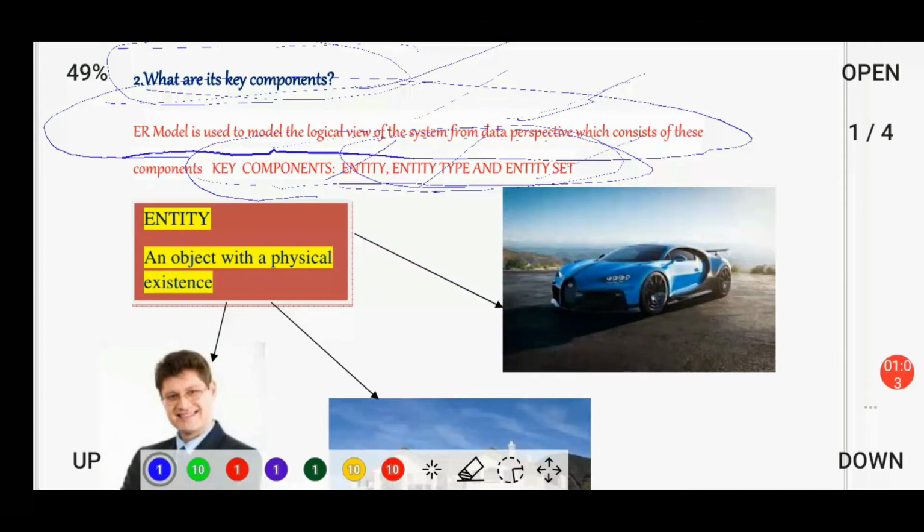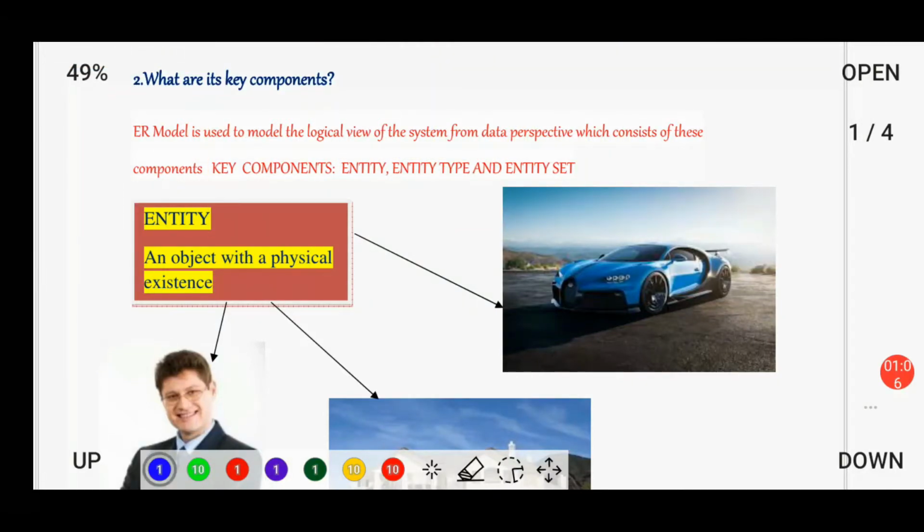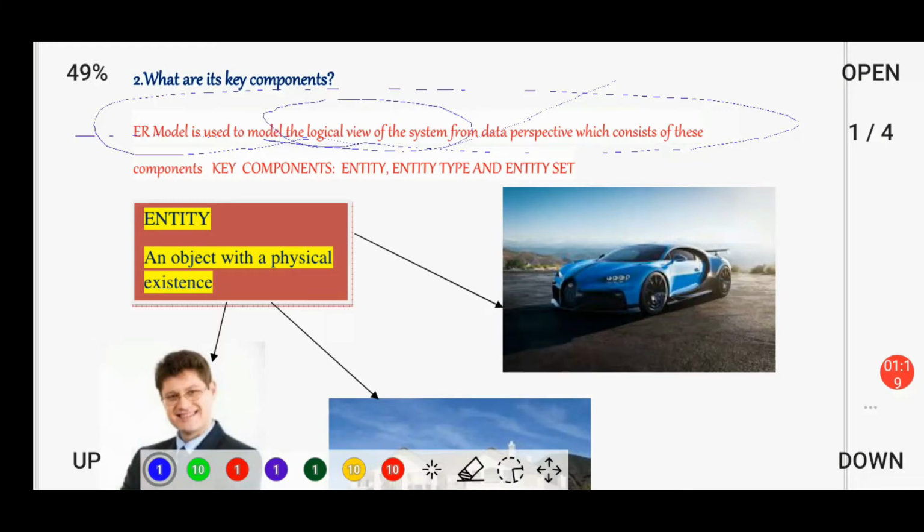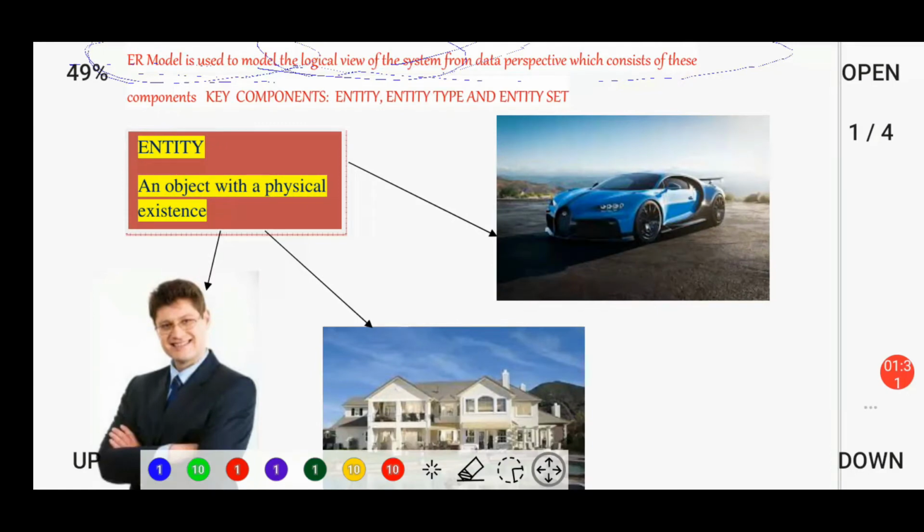The logical view makes the system understand the physical world in a logical form from the data perspective. The system does not understand the physical world; it only understands the logical view. So the ER model is the modeling of the logical view of the system, that is, how logically the system will work. First of all, we will tell you what an entity is.